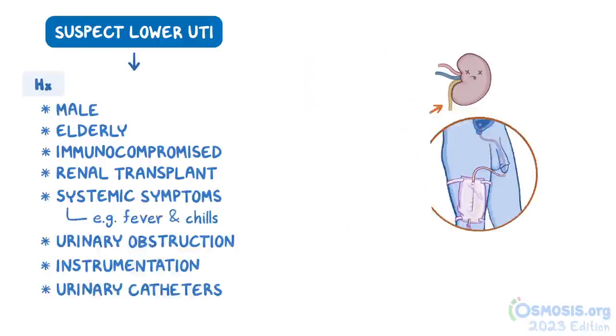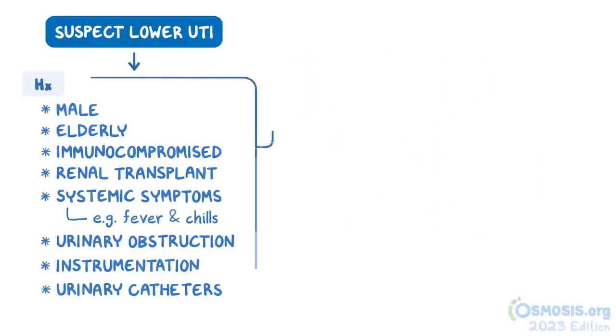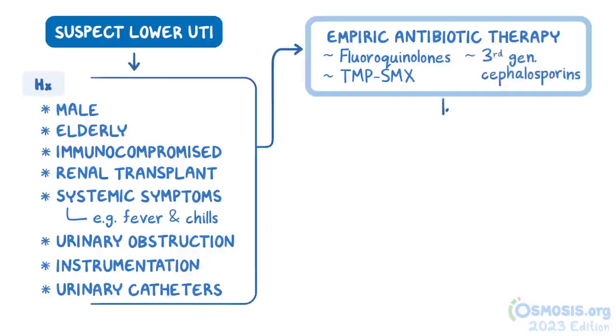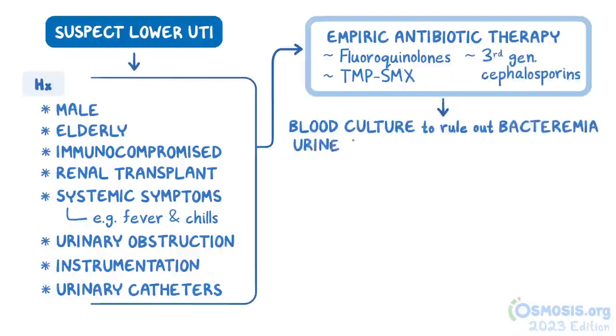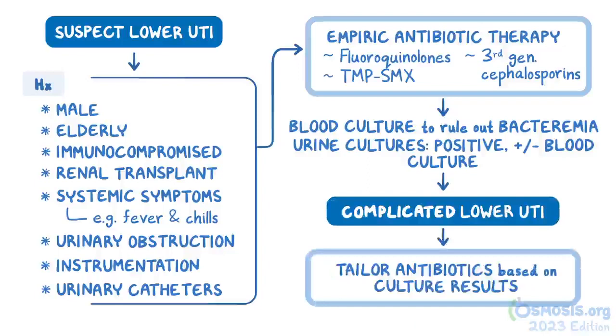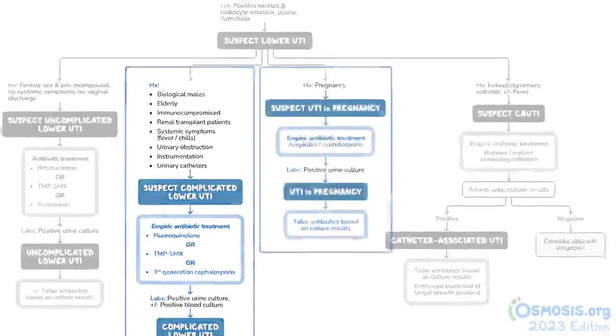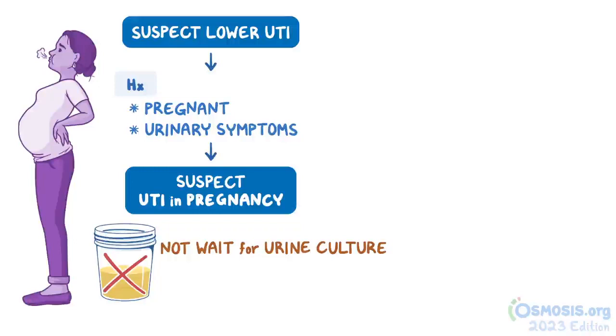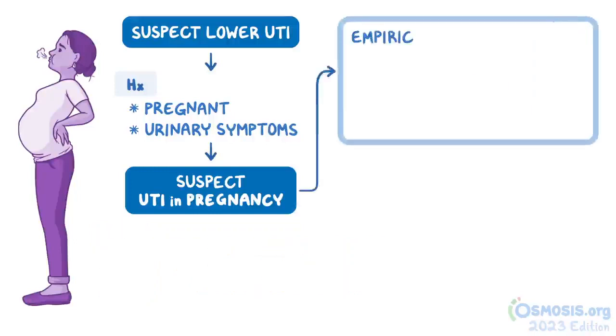All right, now let's move on and talk about complicated lower UTIs. These include UTIs that occur in biological males, as well as in elderly, immunocompromised, and renal transplant patients, or in any patient who presents with systemic symptoms like fever and chills, or as a result of urinary obstruction, instrumentation, and urinary catheters. Keep in mind that complicated UTIs might be caused by resistant organisms, so you should initiate empiric antibiotic therapy with more broad-spectrum antibiotics, such as fluoroquinolones, TMP-SMX, or third-generation cephalosporins. Next, obtain blood cultures to rule out bacteremia. If urine cultures come back positive, with or without a positive blood culture, you can make the diagnosis of complicated lower UTI. So tailor antibiotics based on culture results.